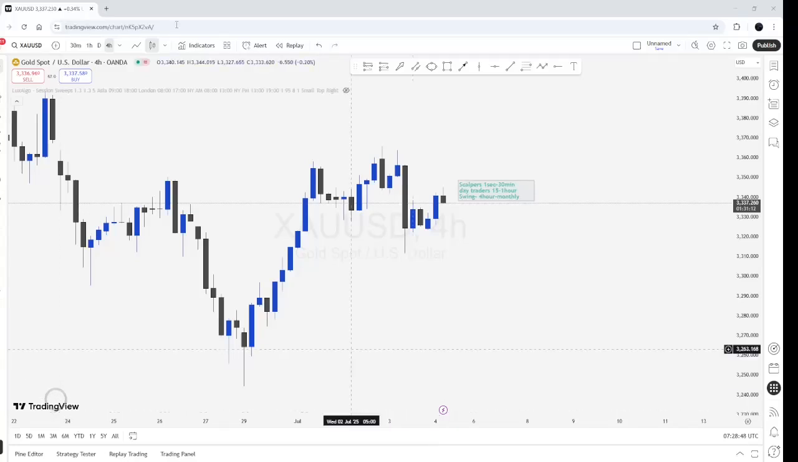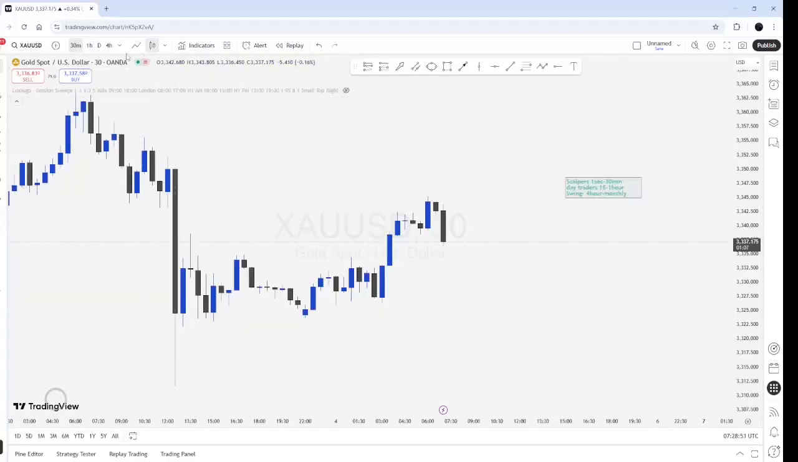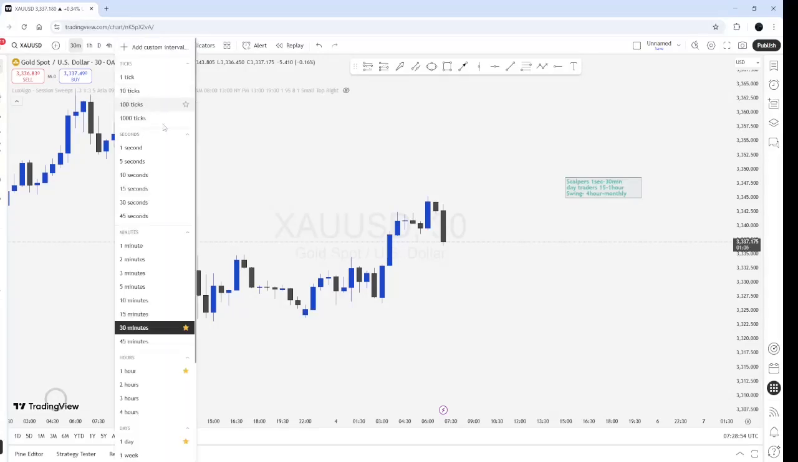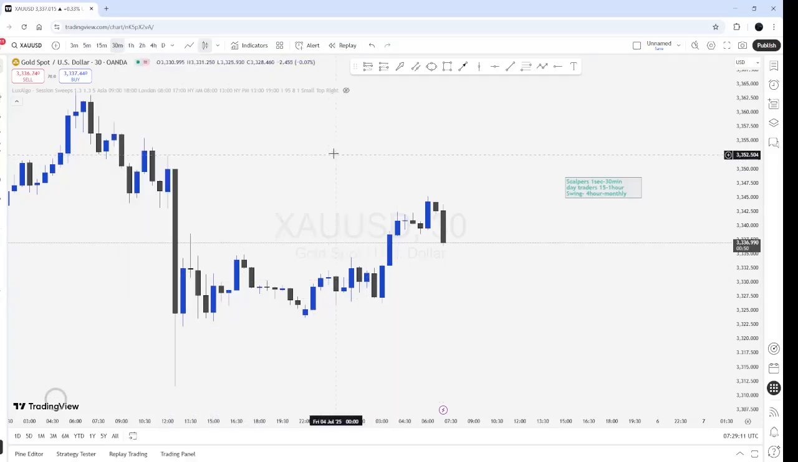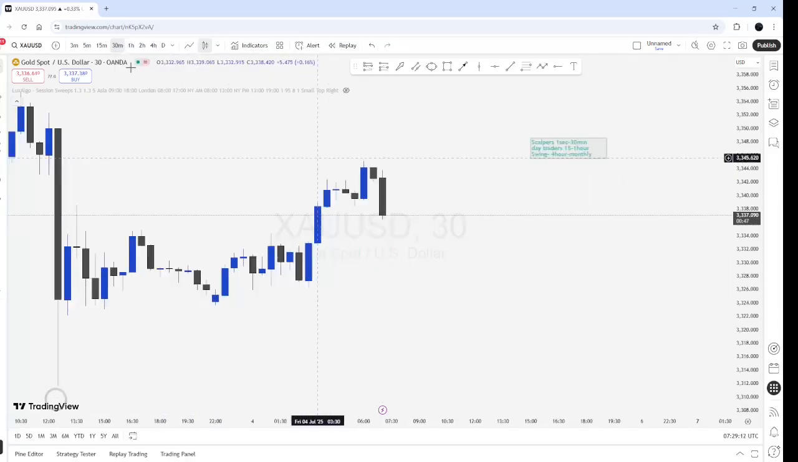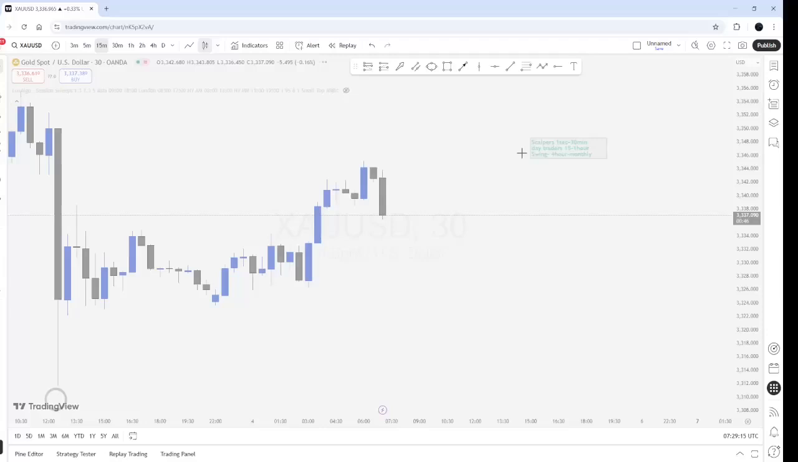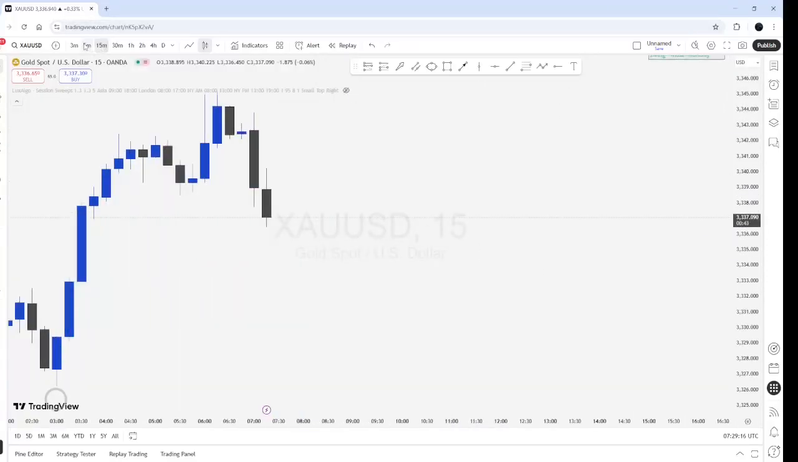So yeah, I'll add my time frames. 15 minutes. I like the 5. I like the 3. I don't like the 1 minute. So I like the 2, and then I like the 4. Those are the time frames I like to look at.